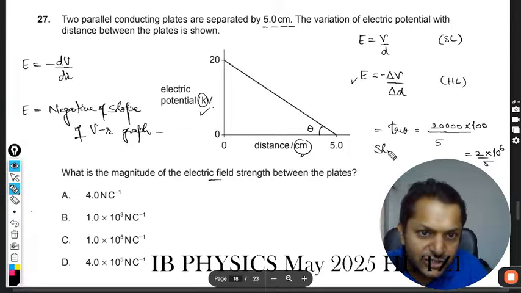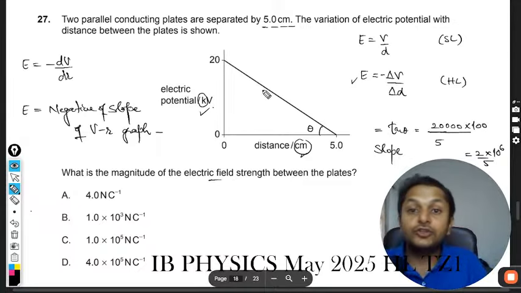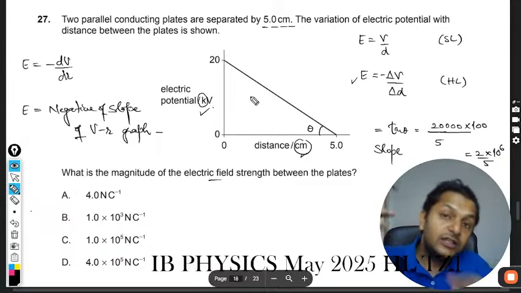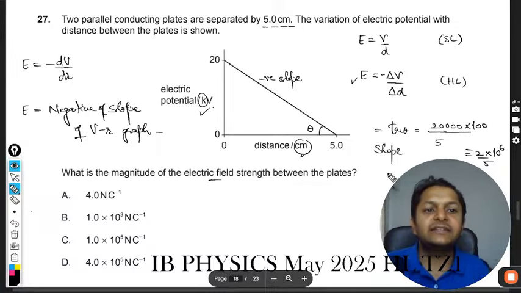Now this is the slope, and we want to find the negative of the slope. Okay, so the slope here is already negative. The graph is going down. This is the negative slope already. So the answer will be negative 2 by 5.